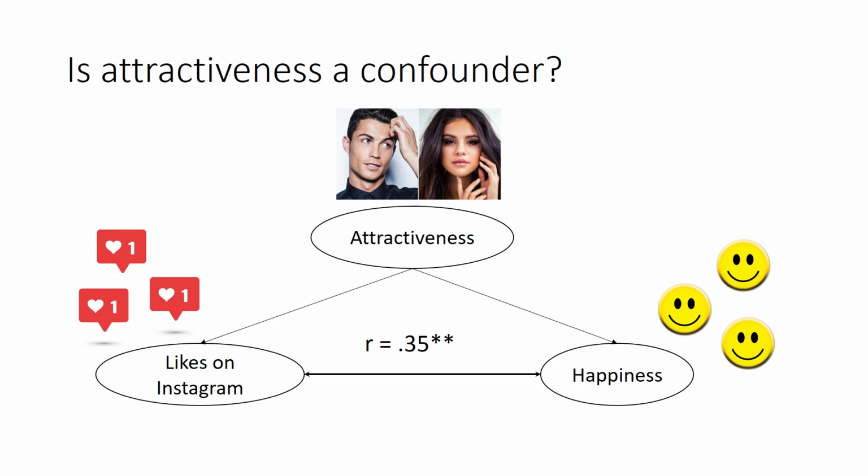If attractiveness is significantly correlated with both likes on Instagram and happiness, that means there is a third variable problem, and attractiveness confounds the relationship between likes on Instagram and happiness. If attractiveness is significantly correlated with only one of the two variables or none of them, there is no third variable problem.